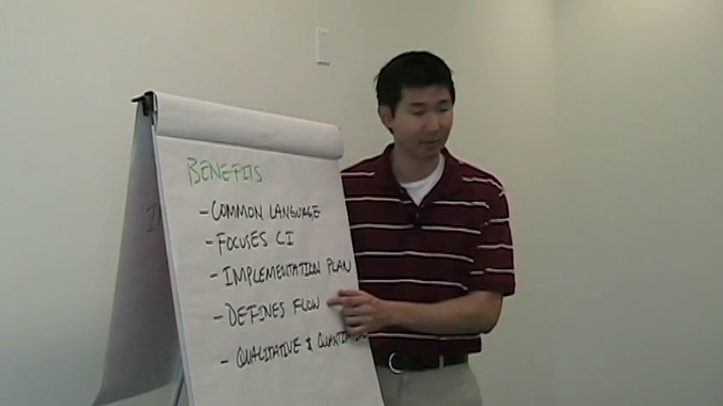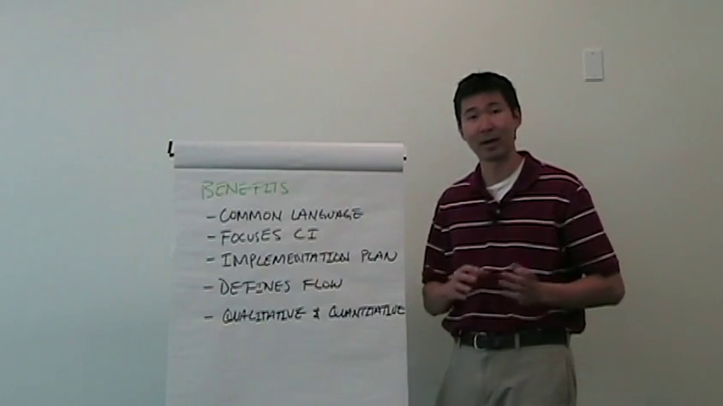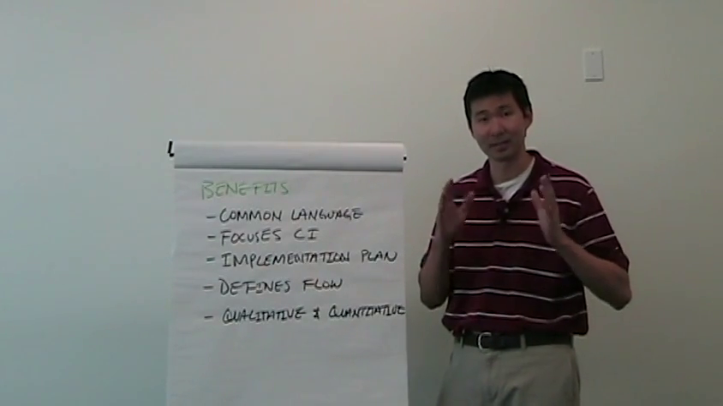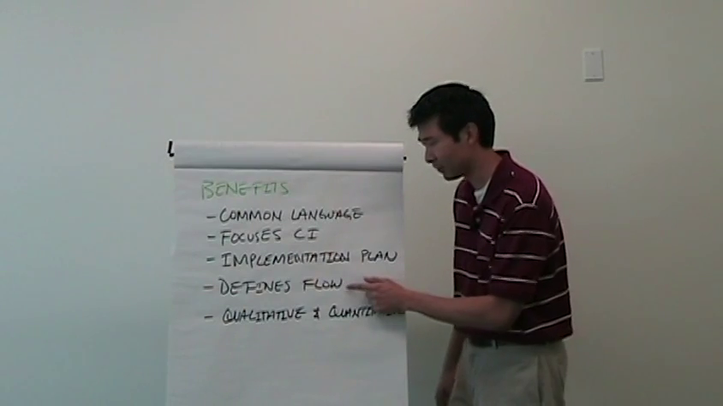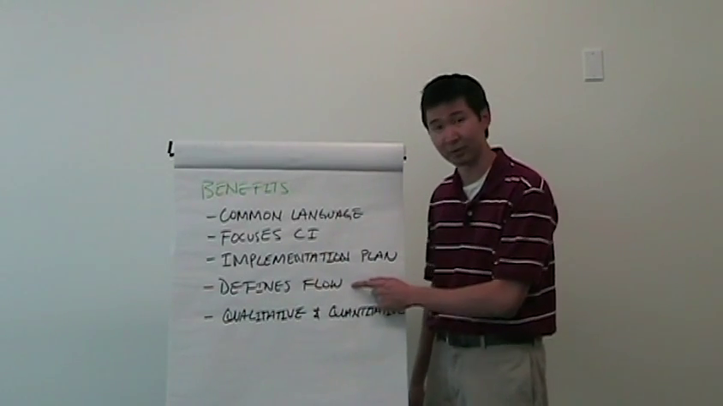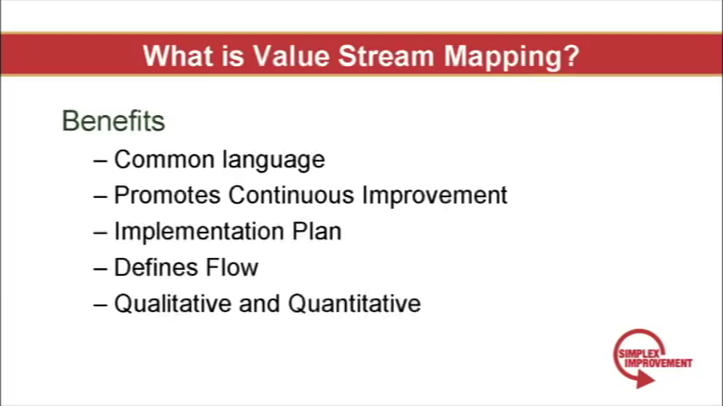The next thing is it defines flow. If you're forced to think about how products flow rather than optimizing silos, then that's the benefit you see from defining flow with your value stream map. The last thing is it's qualitative and quantitative. You can look at a map and from a qualitative perspective, just from the symbols that you're using, you can see that things are improving. And the quantitative aspect is perhaps more important. You can see the data from the data boxes and see where improvements need to be made.